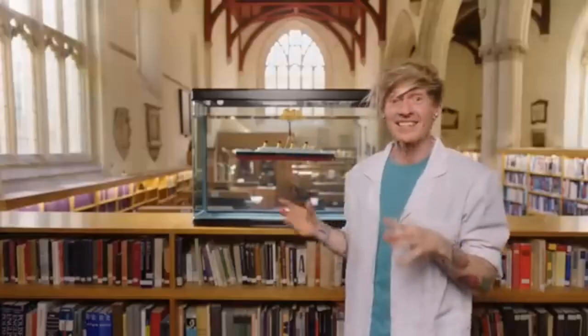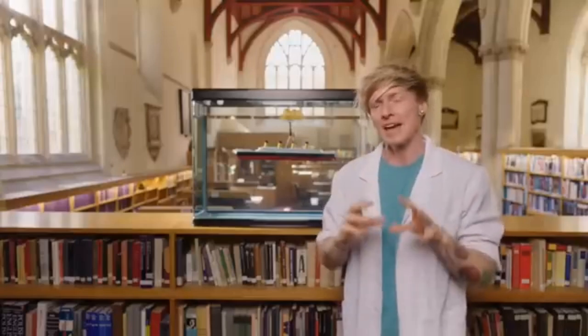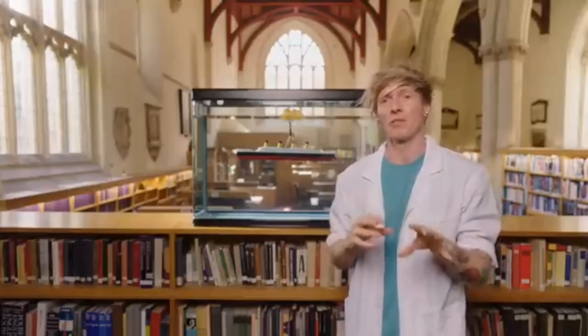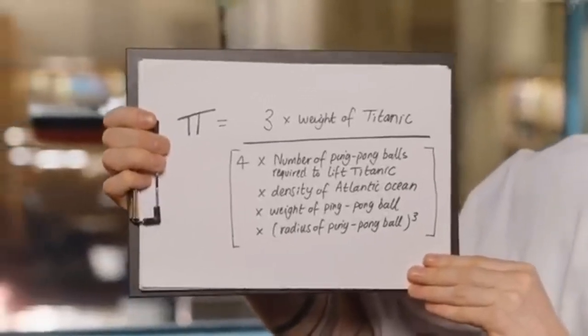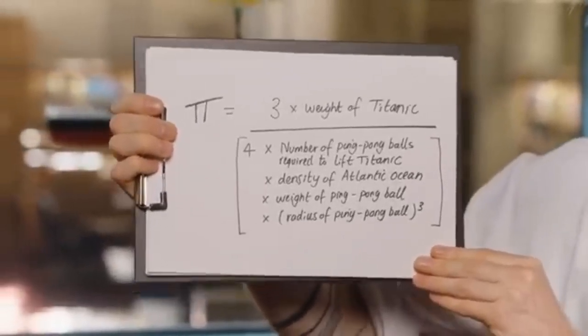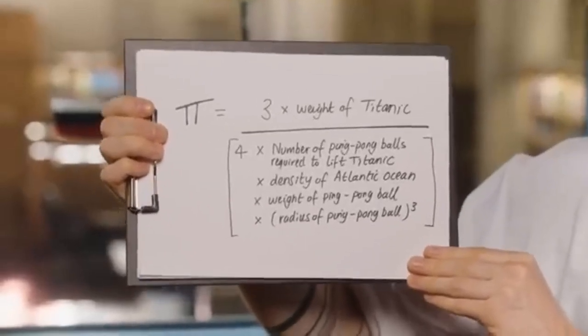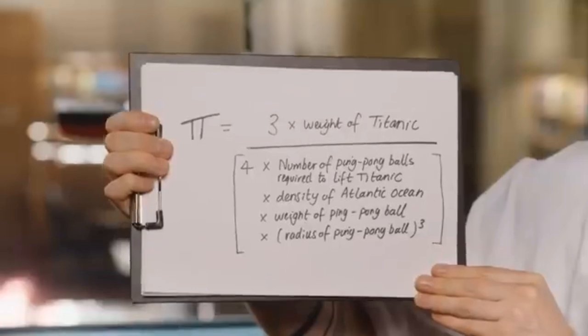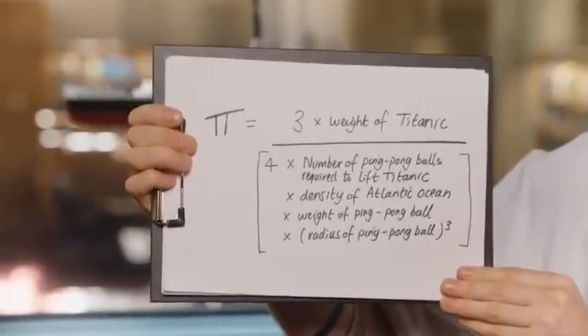Now, not only have we raised the Titanic with ping pong balls, but you may have noticed earlier when we were calculating the buoyancy force that the number pi appeared in our calculation when working out the volume of a sphere. So, once again, we can rearrange the expression to get the following. Pi is equal to 3 times the weight of the Titanic divided by 4 times the number of ping pong balls required to lift the Titanic, times the density of the Atlantic Ocean, times the weight of a ping pong ball, times the radius of a ping pong ball cubed. Our second alternative definition of pi.